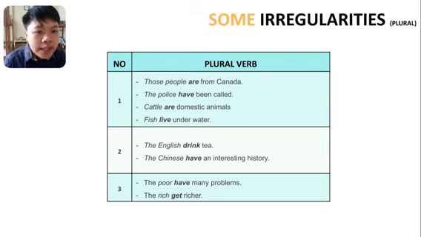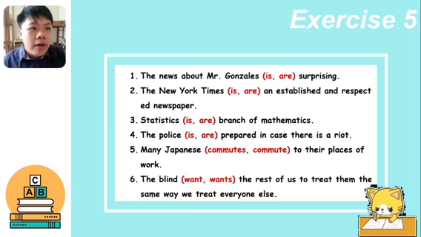And the last one: there are a few adjectives that, when we put the before them, are considered plural nouns, like the poor, the rich, the living, the dead, the blind, and so on. They are considered plural. Do you understand? Okay, now let's do the last exercise, exercise 5.